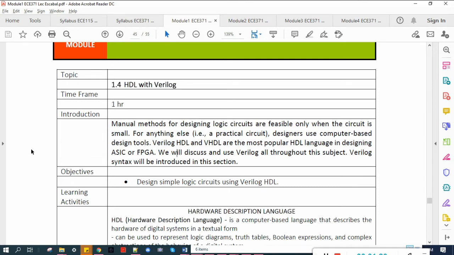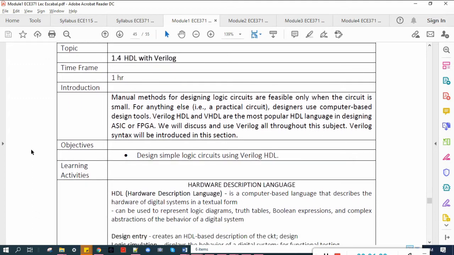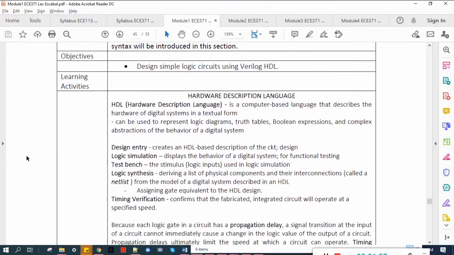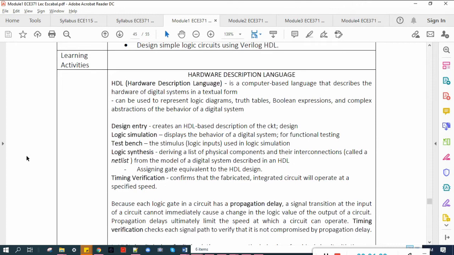Verilog syntax will be introduced in this section. Our objective is to design simple logic circuits using Verilog HDL. HDL, or hardware description language, is a computer-based language that describes, from the word itself, hardware. So it describes the hardware of digital systems in textual form.